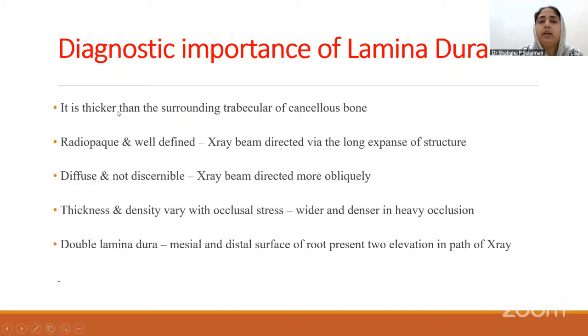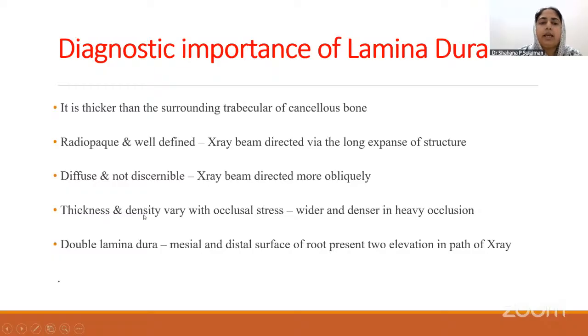Here it is thicker than the surrounding trabeculae of cancellous bone, so it appears more white with respect to the surrounding cancellous bone. If you are not able to appreciate lamina dura as a thick white line, you should not think it is a sure shot anomaly, because it is seen as radiopaque and well defined only when the X-ray beam is directed through the long axis of the structure. If the X-ray beam is directed more obliquely, then the lamina dura will appear more diffuse and not discernible. So you have to correlate it with the anomaly of the tooth. If there is any carious structure, then you have to identify if it is a periapical pathology.